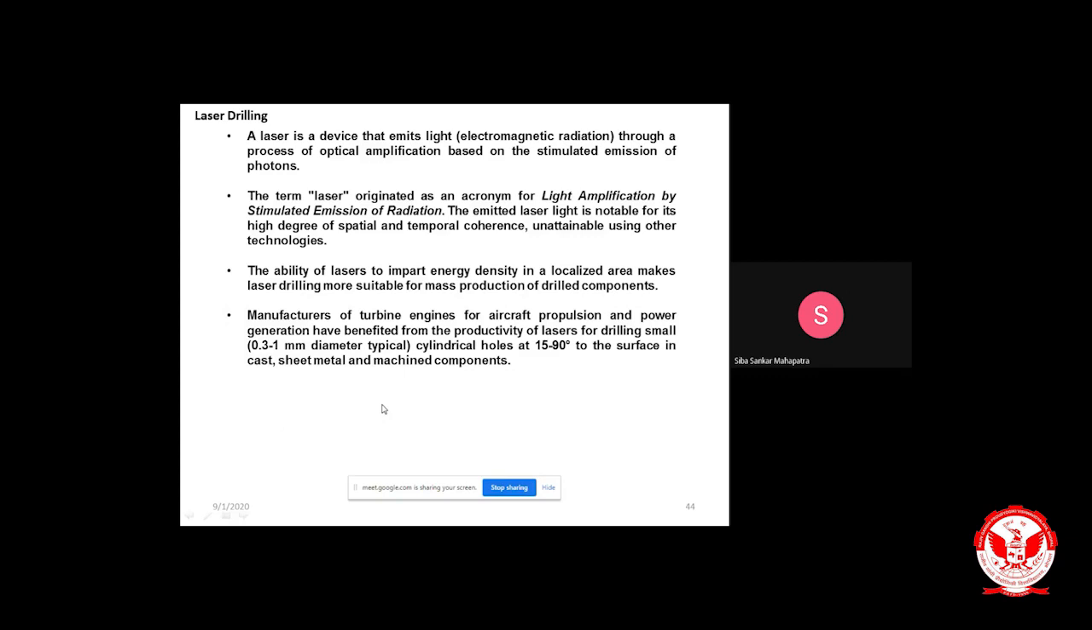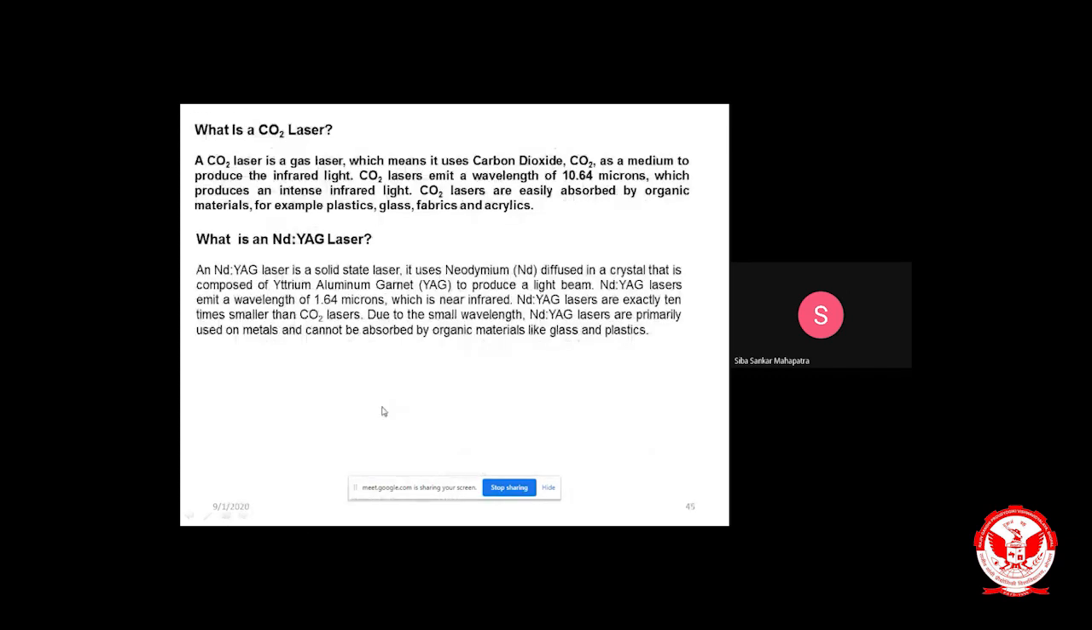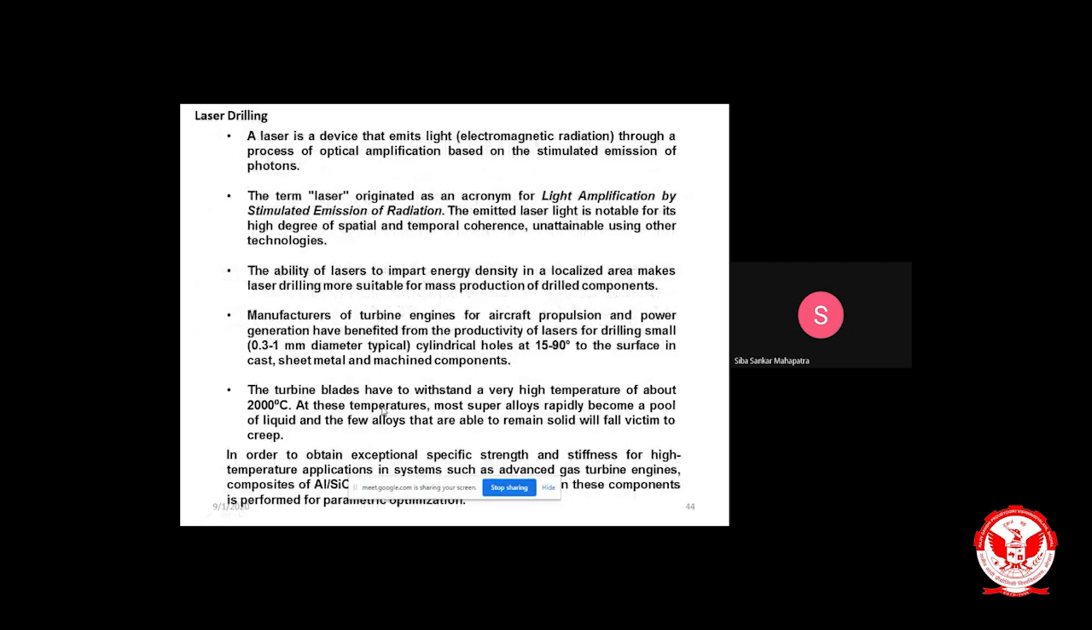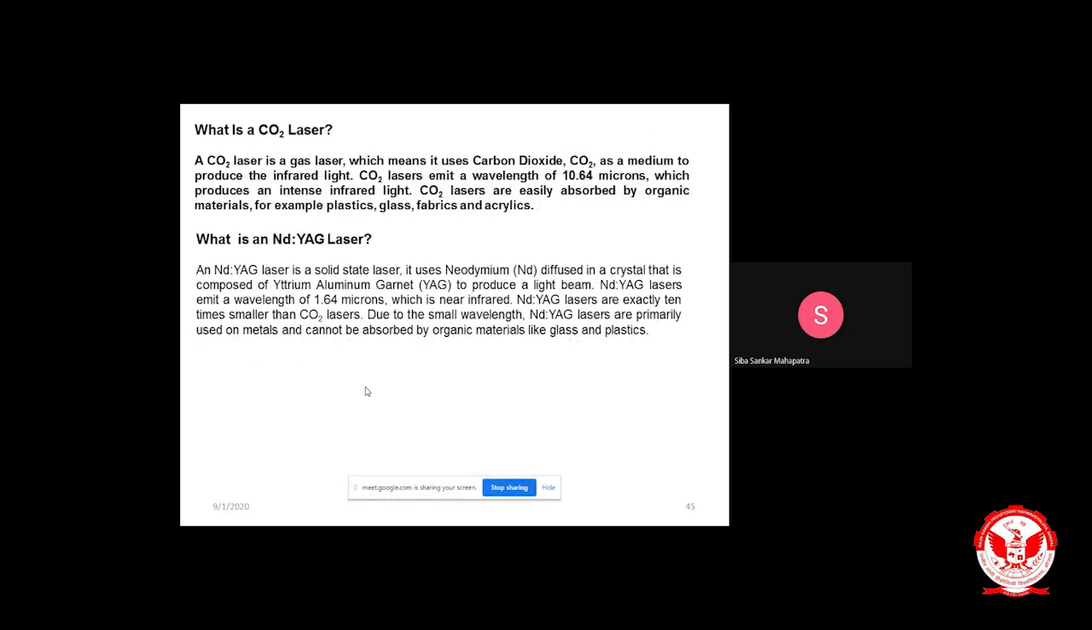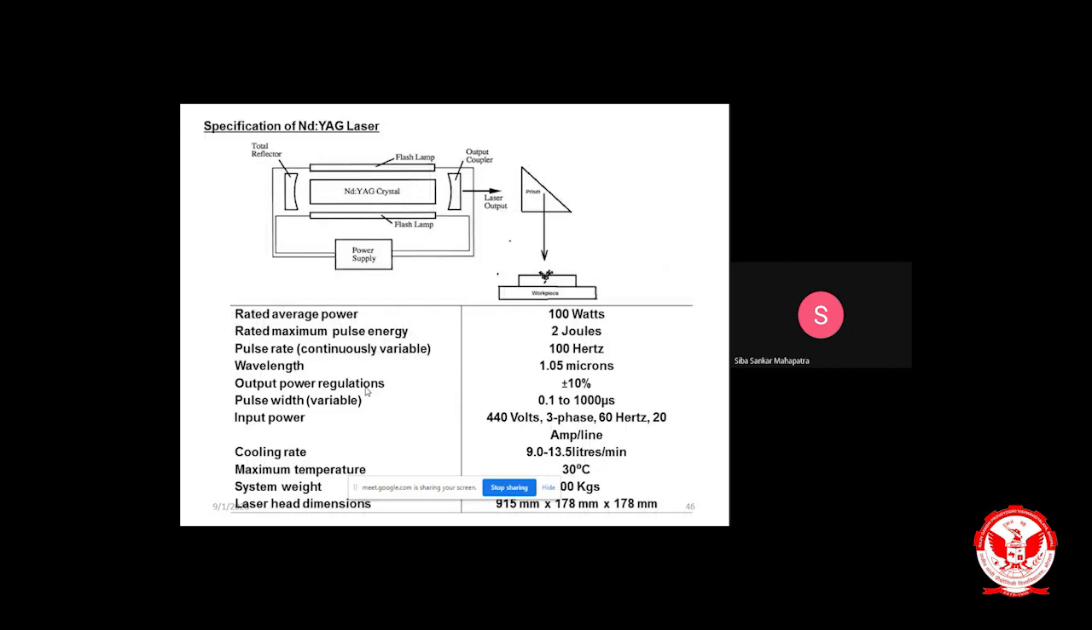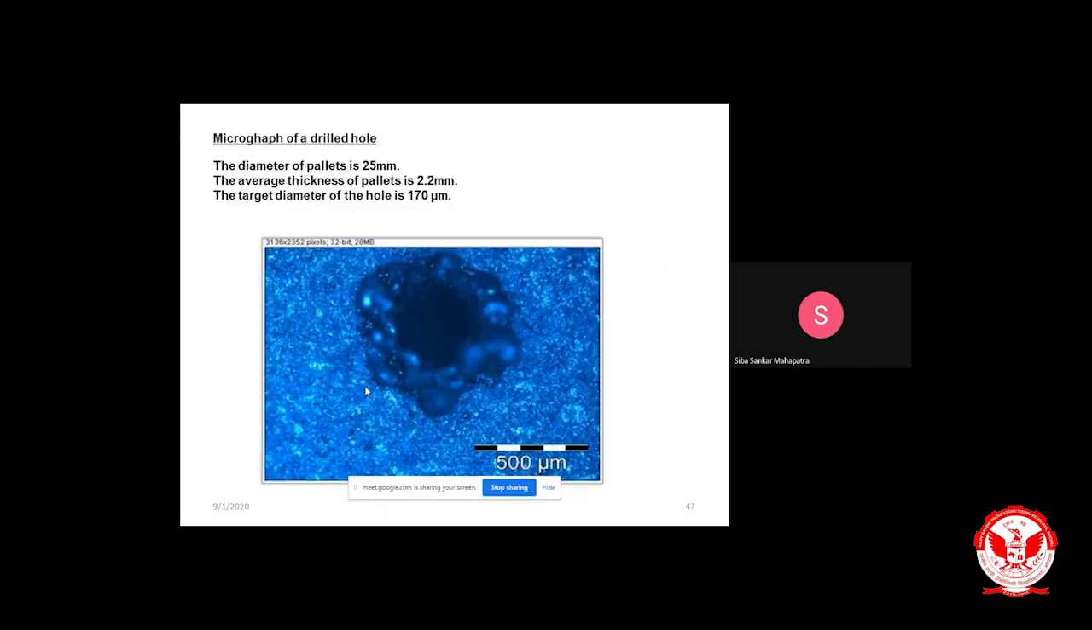Okay, so these are some of the basics, preliminaries on laser drilling. Different types of lasers: CO2 laser and Nd:YAG laser. We have used an Nd:YAG laser, and laser drilling was conducted on a composite made of aluminum and silicon carbide.